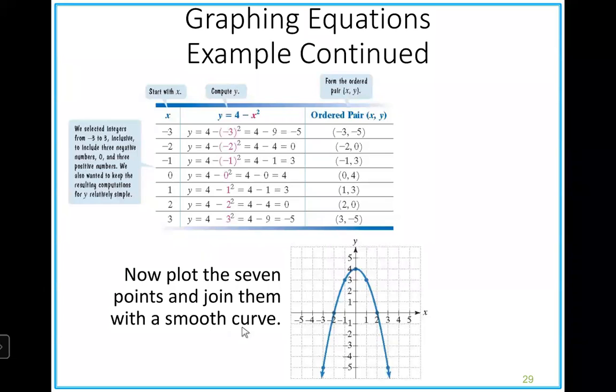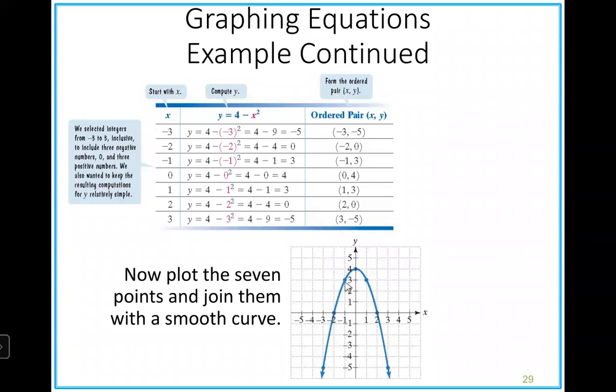Okay. And so once you get all the points, you plot them. Now plot the 7 points and join them to form a smooth curve. So the first point was (-3, -5). So that's this point right here. Then the next point was (-2, 0), which is right here. Next point was (-1, 3).